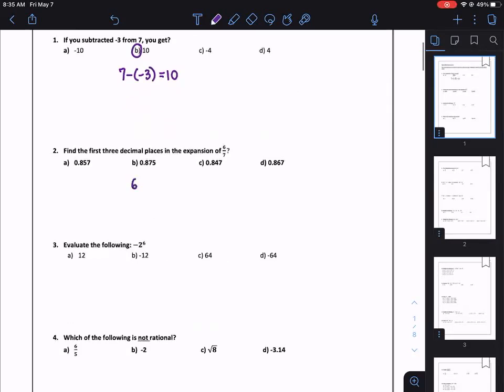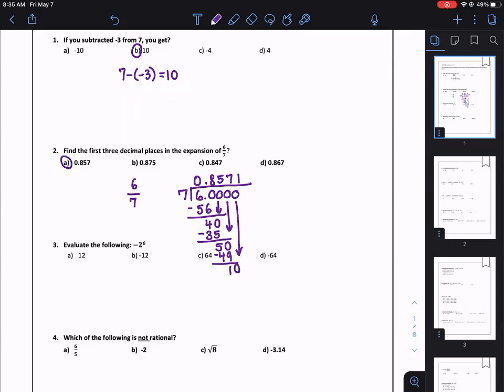Number 2, so 6/7 when expanded into a decimal, we will set it up as a division problem. We need to go one more place in case we need to round. So 7 goes into 6 0 times, goes into 68 times for 56, goes into 45 times for 35, goes into 57 times for 49, and goes into 10 one time. So when rounding, 0.857.